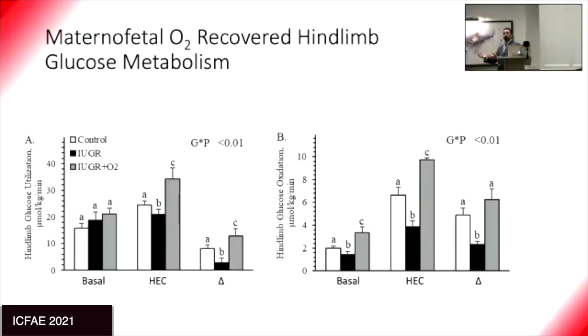But regardless, glucose clearance by the hindlimb tissues is down just a little bit in those IUGR-born neonates, but it's completely recovered in the IUGR neonates that had received prenatal oxygenation. In fact, it's even better than the controls we see here. The same story for the glucose oxidation rates. We see a massive loss, and here we even see a loss at basal conditions in glucose oxidation rates, that is completely recovered by that prenatal oxygen delivery.